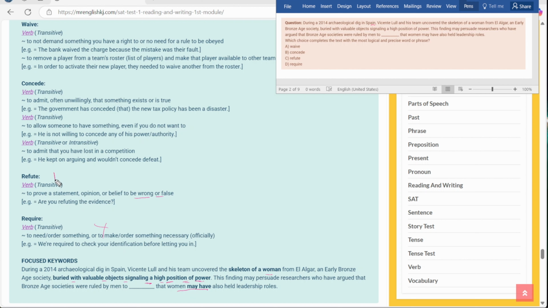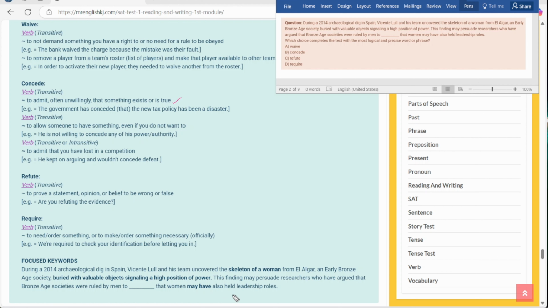If you notice refute, you find that REFUS, refuse. See the similarity. In refuse, you deny something, you say no, and here you prove a statement or opinion is wrong. Somewhat related to deny, right? That's how they make vocabularies. Okay, remember that. Concede. To admit, often unwillingly, that something exists or is true. Because we're ruled by men, to concede that women may also have held a leadership role.